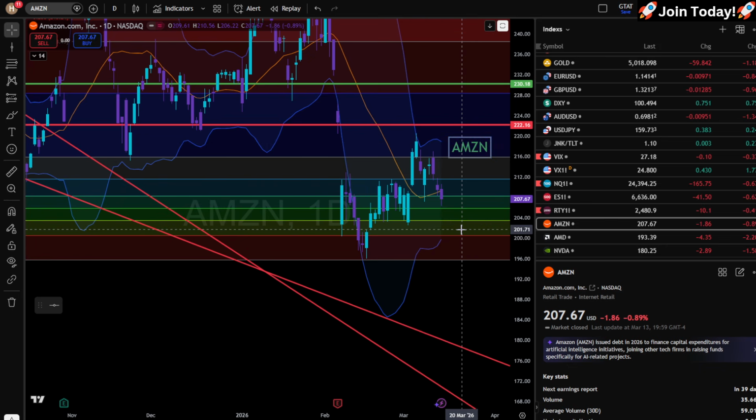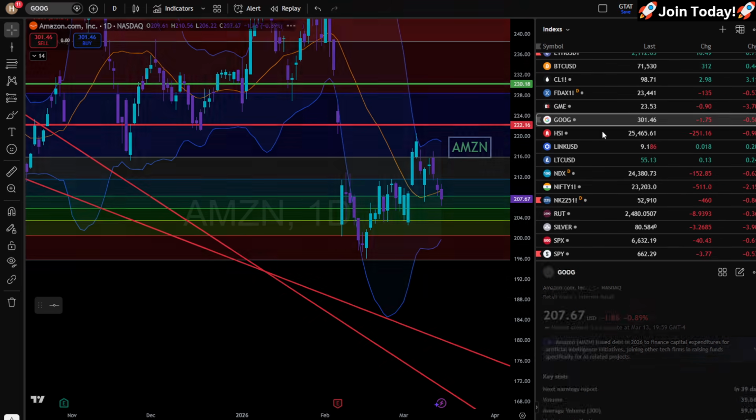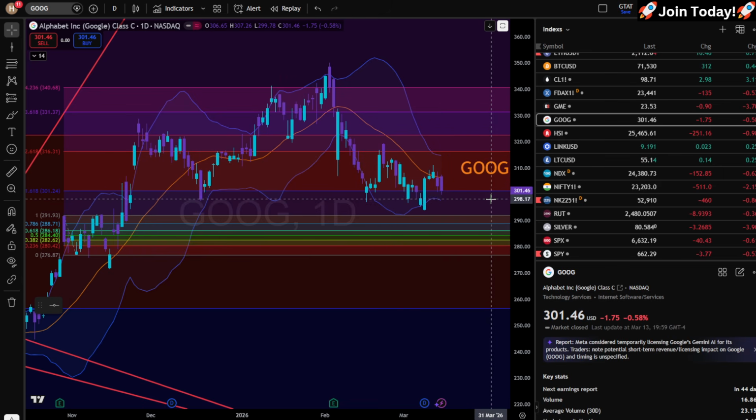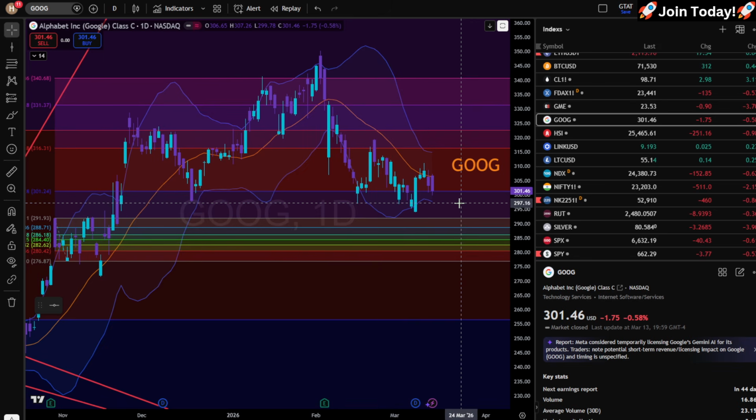So as a whole, we're going to take a look at all of the large chip stocks as well. But as a whole, Apple, Tesla, Google. Oh, we didn't look at Google actually. So Google is actually still trying to hold above 300. It's trying to do its best, holding 300, holding support here.